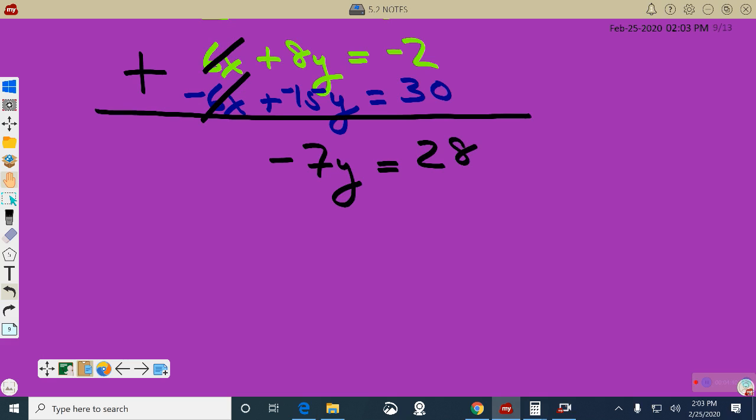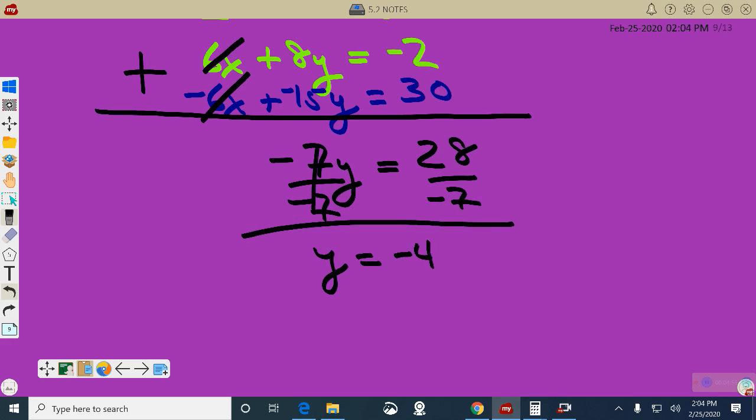Let's get y by itself now. Whatever I do to one side, I got to do the other. y equals negative 4.